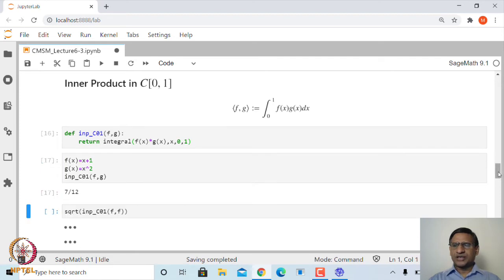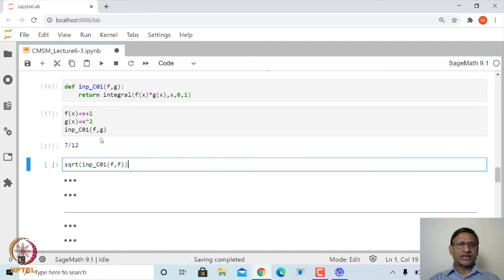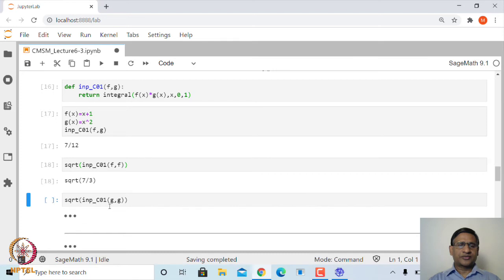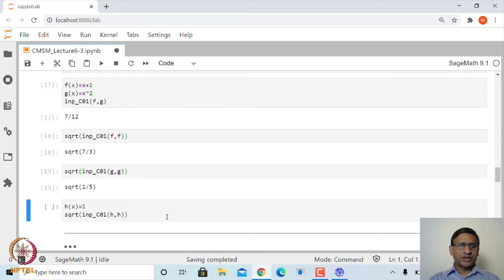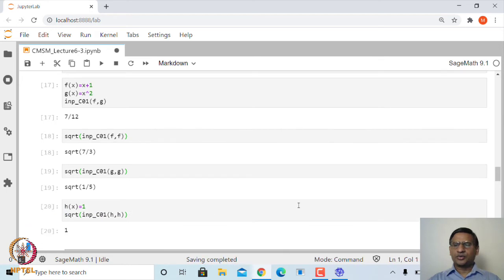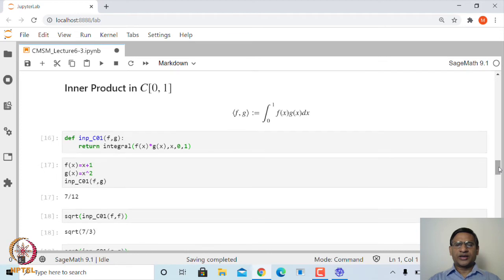Similarly, you can find length of any vector. In this case, length of, let us say, x plus 1, this is square root of inner product underscore C01 f with itself, this is square root 7 by 3. Similarly, you can find length of g, right. In case you have this constant function 1, then its length is going to be 1. So, this is again 1, right. You can find out various concepts regarding this.